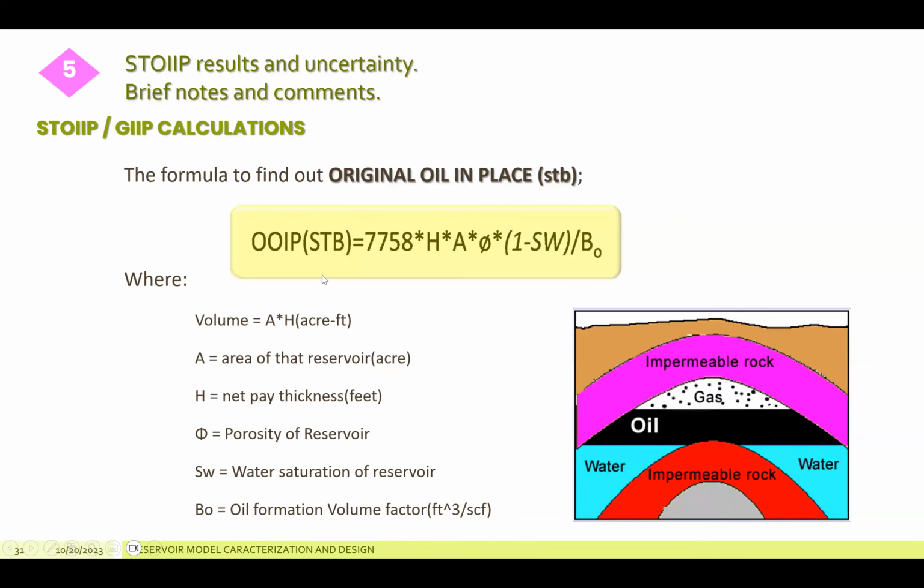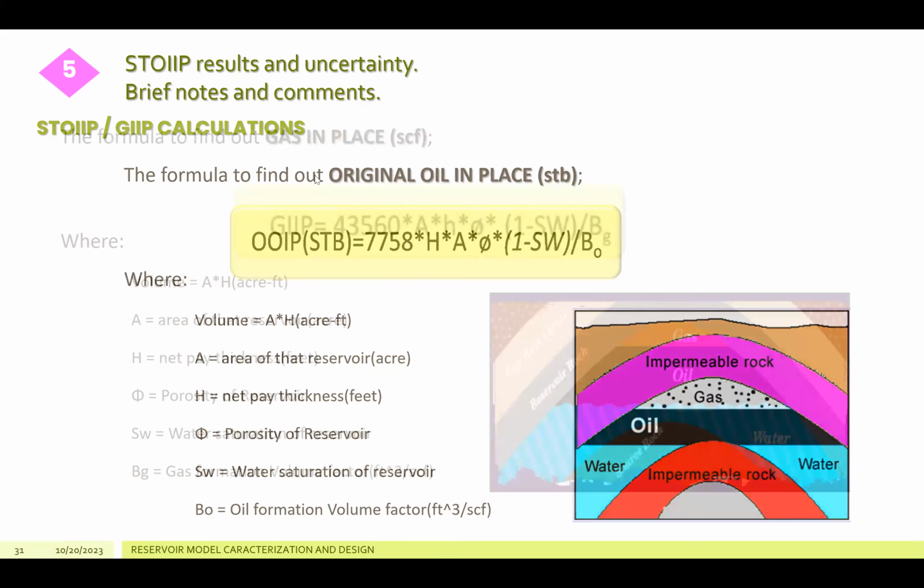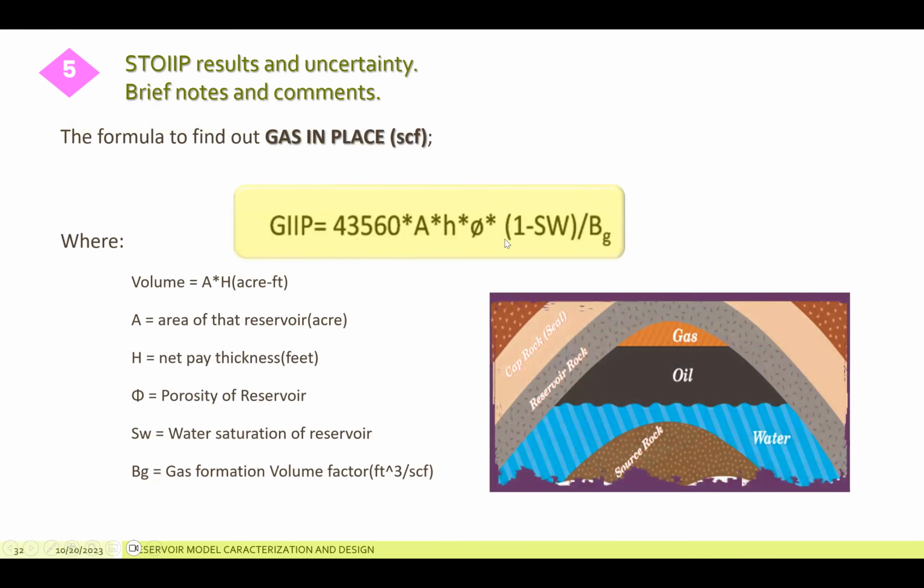And I was completely, how can it be wrong? I used the formula, but I forgot to check the units of my net pay thickness and my volume over here. Okay, so I made a mistake, and I don't want you to make that mistake. The same for gas in place. So you have here the formula.